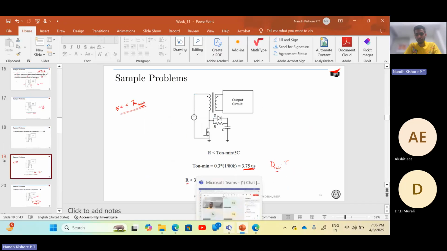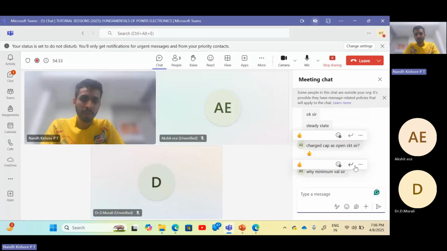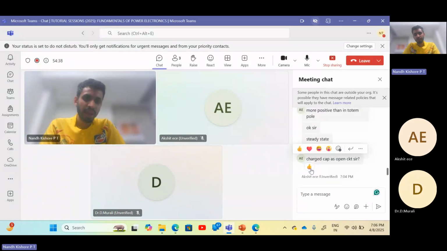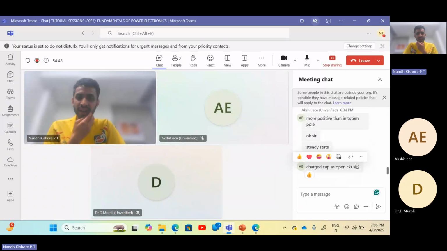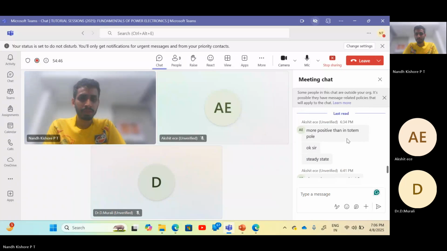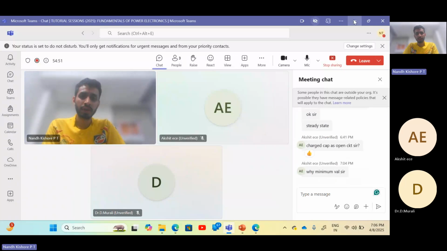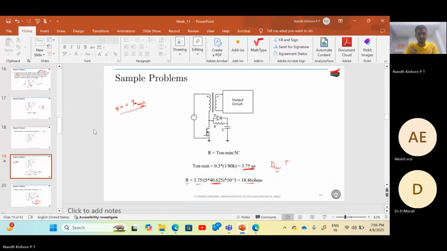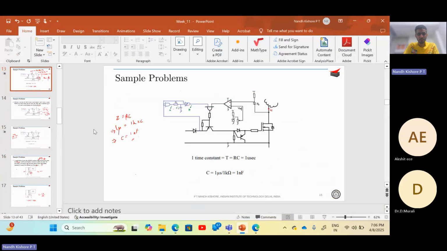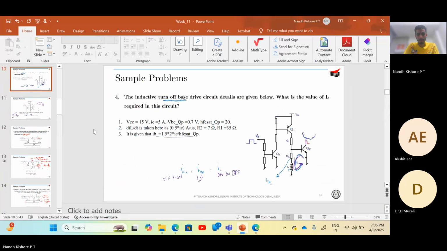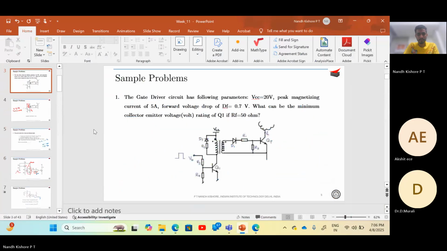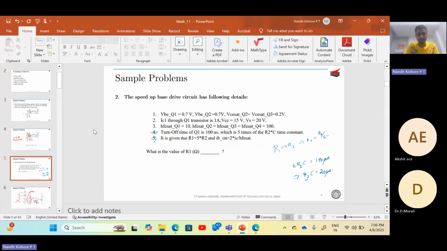Yeah, so I have to take that one question. So charged capacitor, of course, charged capacitor is open circuit, so that's why you don't consider that. And more positive than in totem pole. Okay, yeah, so in totem pole, where the more positive thing was, it was over here. Where were we?